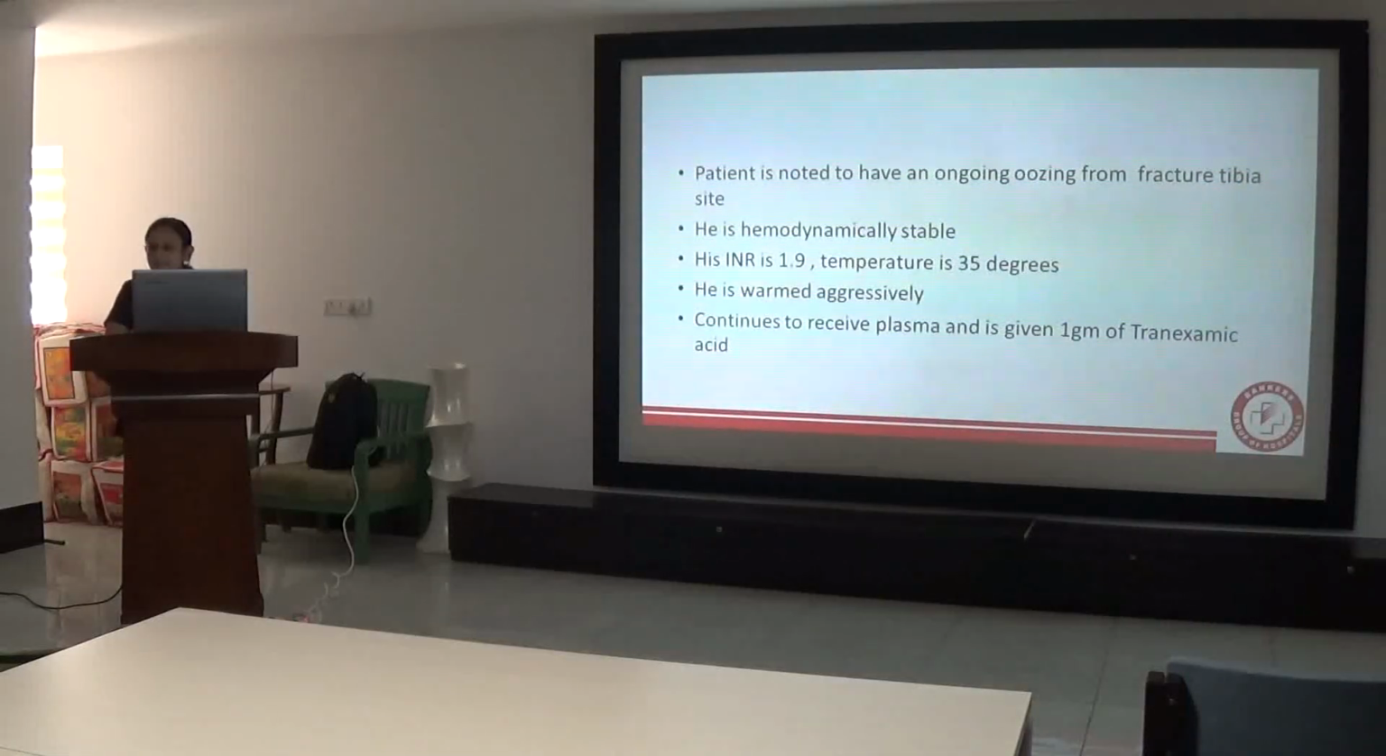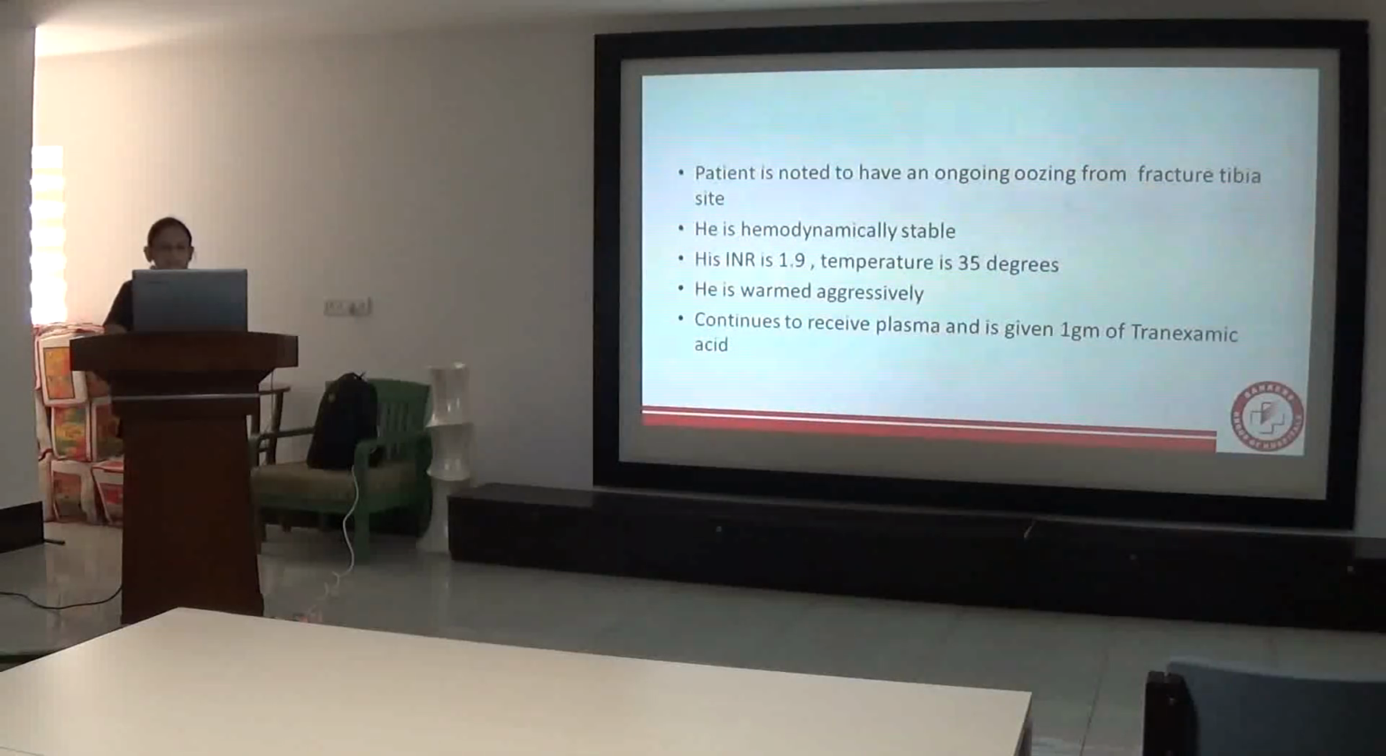So now that thing is dealt with. Now the patient was fine, doing good, but the next day, the patient is noticed to have continuous oozing from the fractured tibia site. So immediately, जैसे ही हमारे पास patient आता है fractured tibia लेके, with all the other things, we do not immediately fix. We do not go for straight away orthopedic reference, and straight away we do not do open reduction and internal fixation.